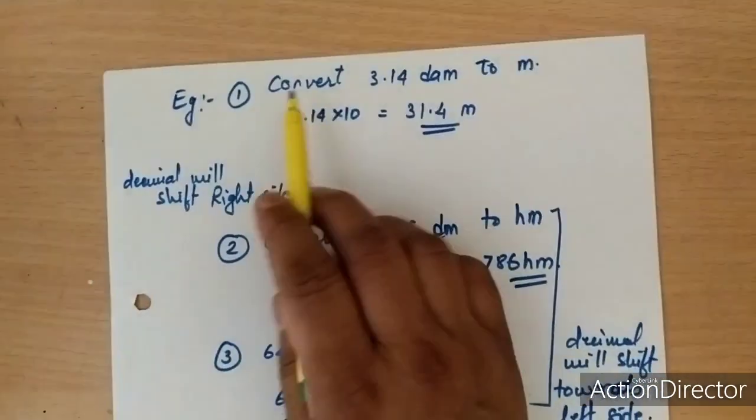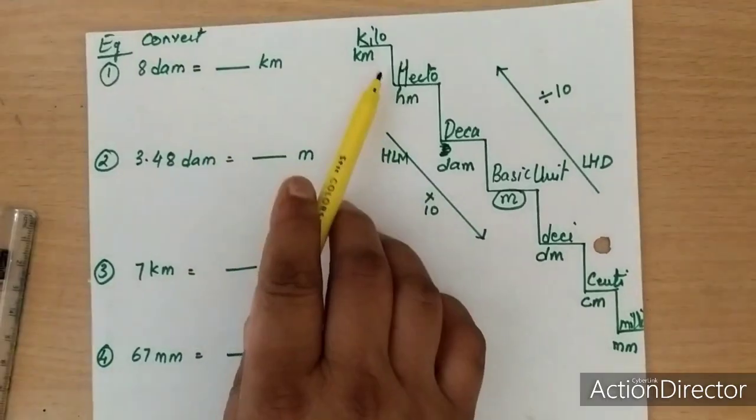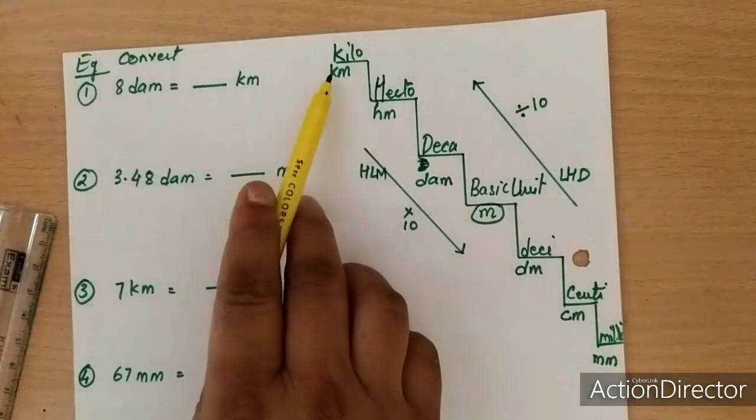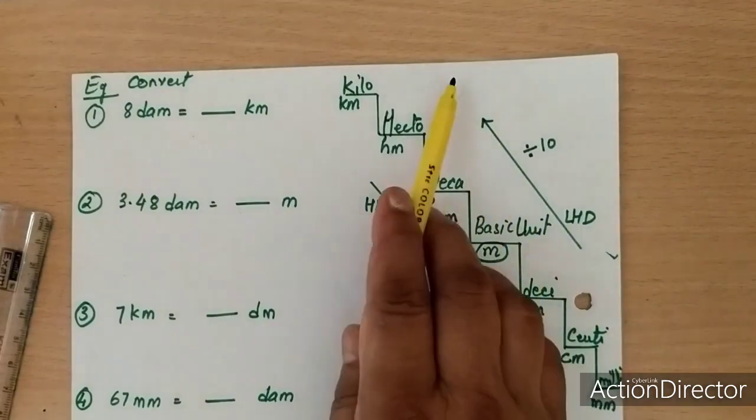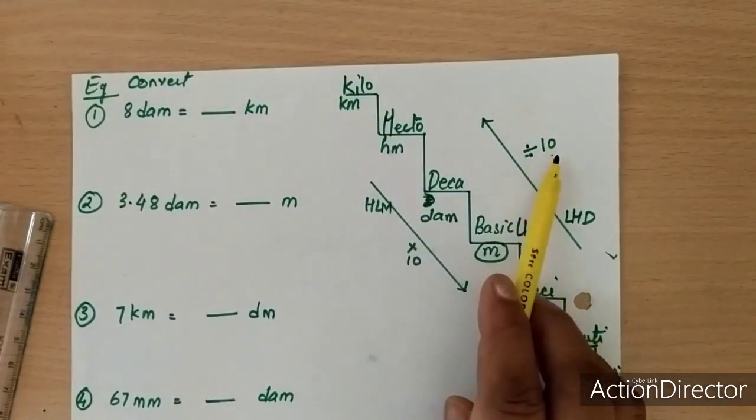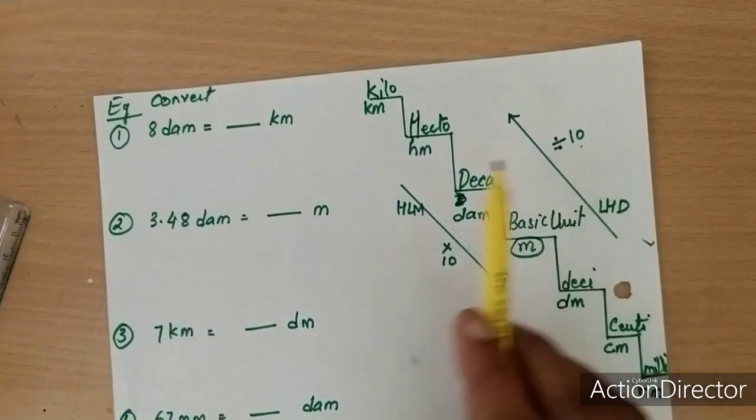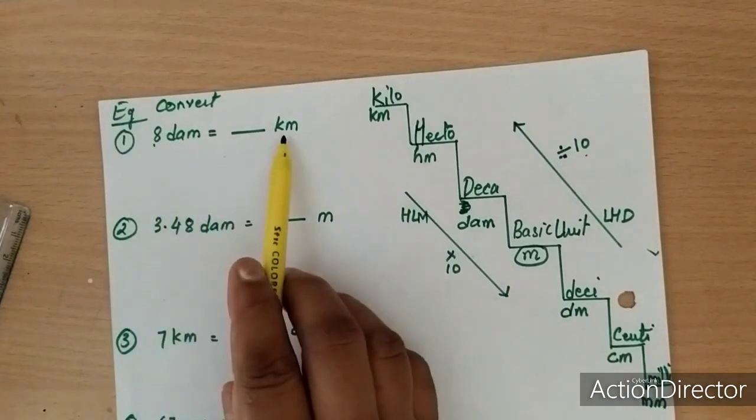For example, convert 3 point... we have to make one step here. Again, I am repeating, from higher to lower, you have to multiply each step by 10, and from lower to higher, you have to divide each step by 10. Okay. So here, 8 decameter into kilometer.